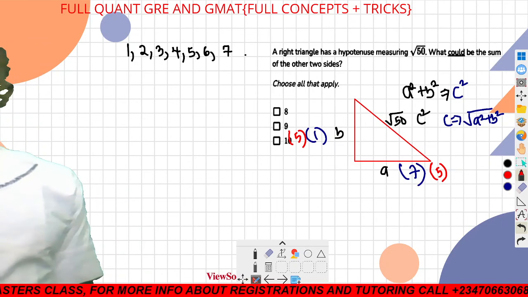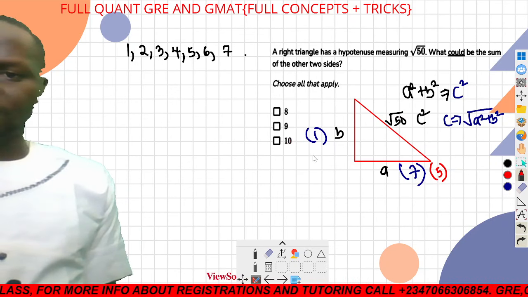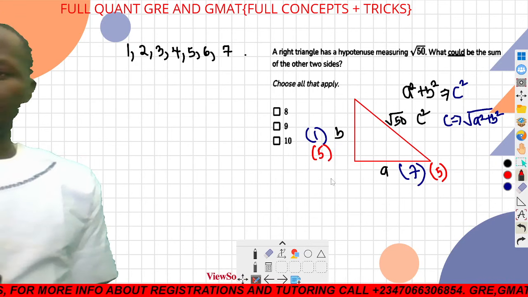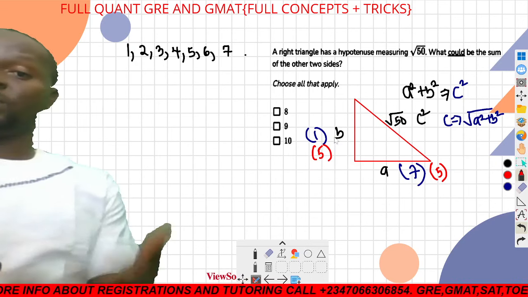Do you understand what I'm saying? I can also have a possibility of 5 and 5. So that is what we are talking about. 5 and 5 is also possible. It will give me what? It will also give me root 50. 5 square plus 5 square, 7 square plus 1 square.